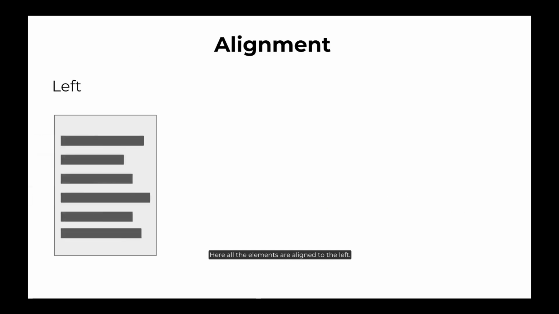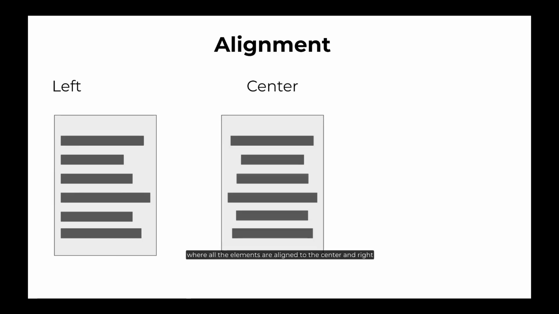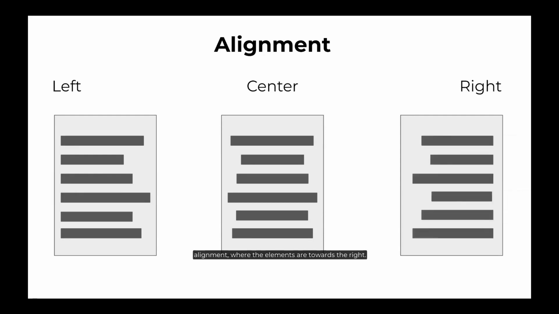Next, we have alignment. So alignment can be of three types. First one is the left. Here, all the elements are aligned to the left. Then we have center alignment, where all the elements are aligned to the center, and right alignment, where all the elements are towards the right.